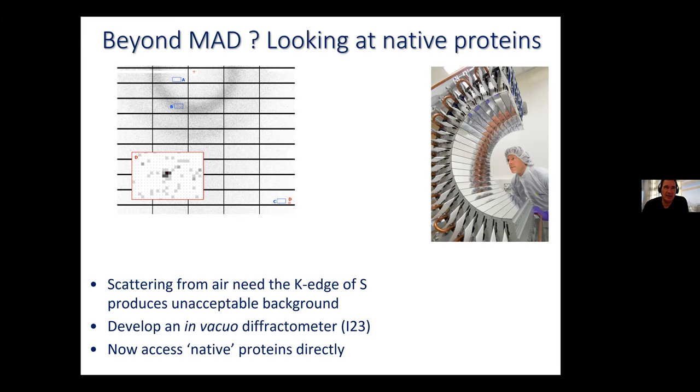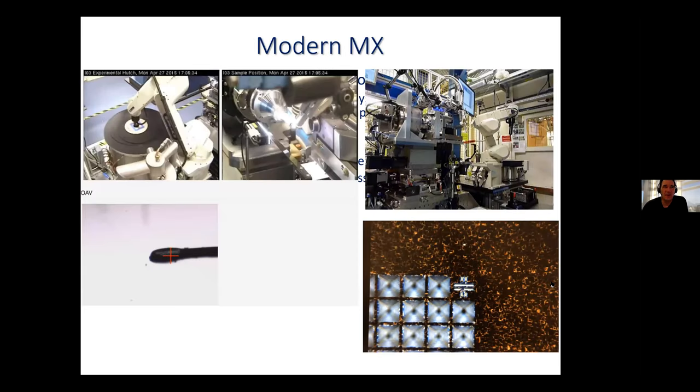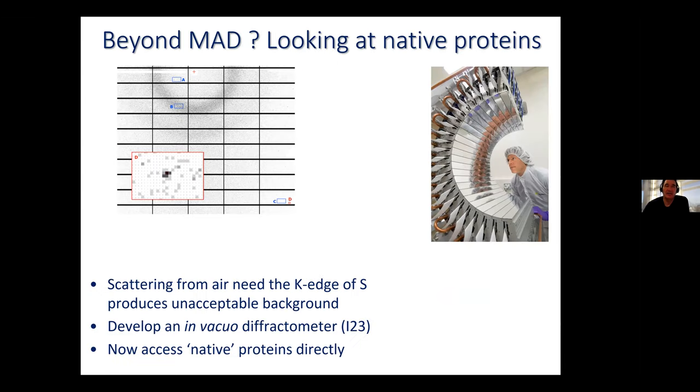So if you look back at the picture that I showed you of a modern diffractometer, with the robot loading the sample, this of course is in a laboratory. All of this is air. So what this particular scientist said was, if we put all of this in an evacuated box, there'll be no scattering from the air. And that's exactly what was done.